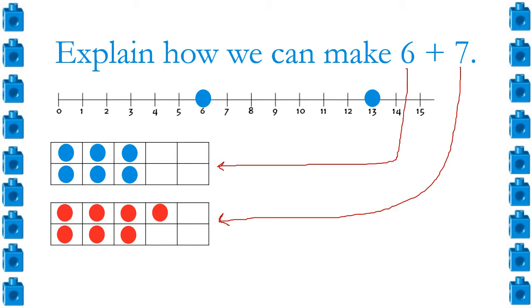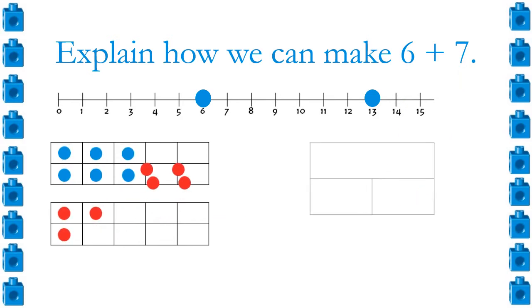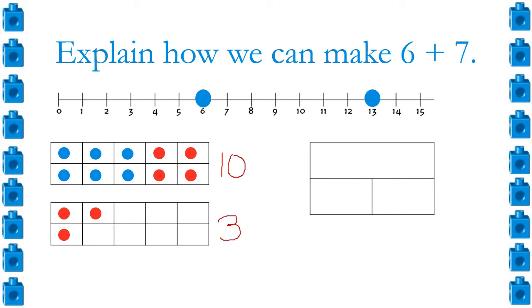Then what would we do? Right, we would make a 10. So in the top 10 frame, we have a 10, and in the bottom one, we have a 3. So 10 plus 3, that's pretty easy to solve because we know that it's easy to add with a 10. 10 plus 3 equals 13. And our original problem was 6 plus 7, which is also 13.